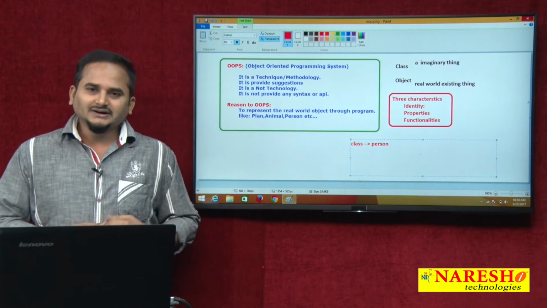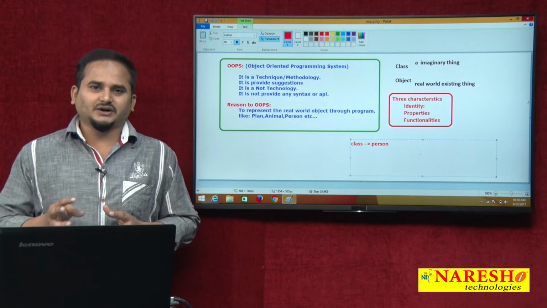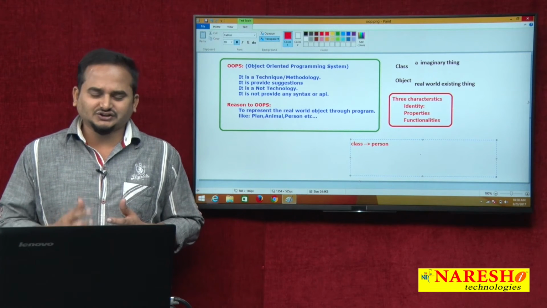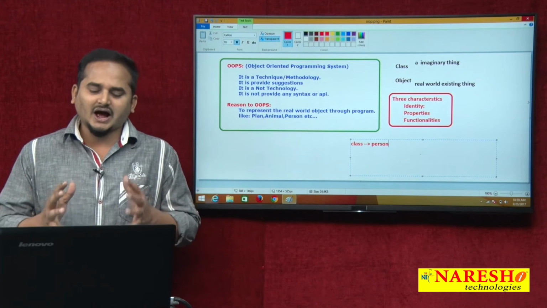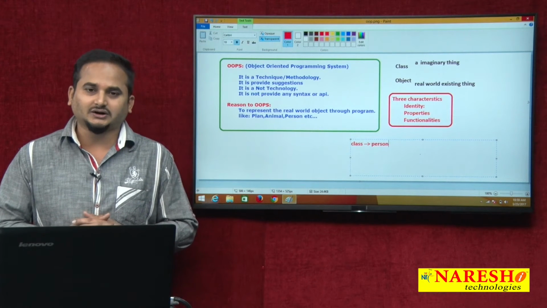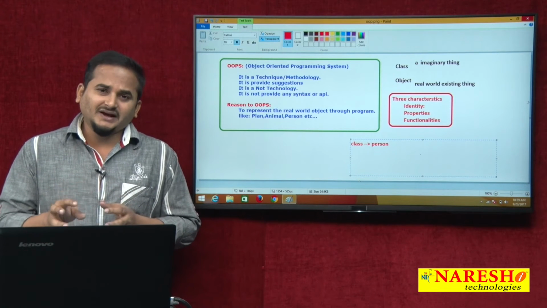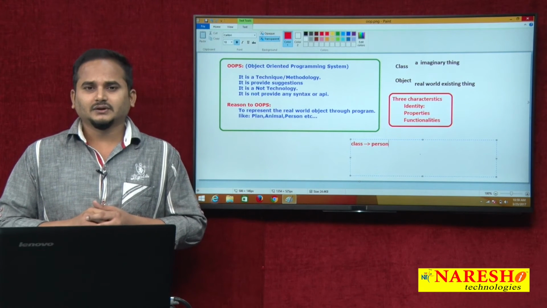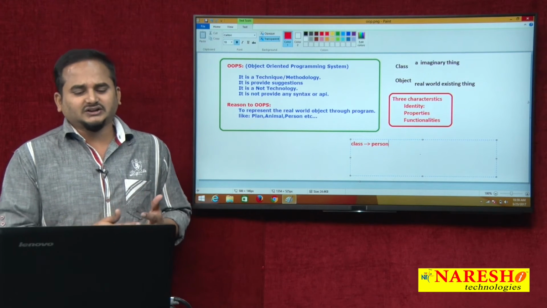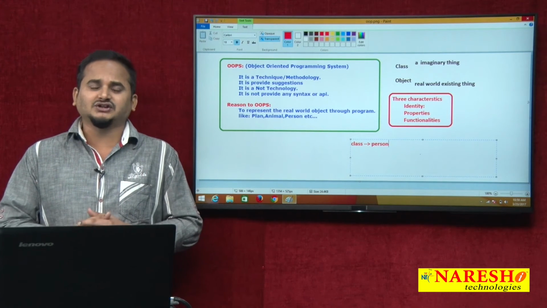So simply we can say, if you talk about the object concept in Java, the object oriented approach, that object has three characteristics. One is identity, another is properties, and the third is functionalities. Basically, I already told you OOPS is a technique. Maybe most people feel that Java is object oriented, meaning class and object, inheritance, exceptions, encapsulation, all these things are part of Java.